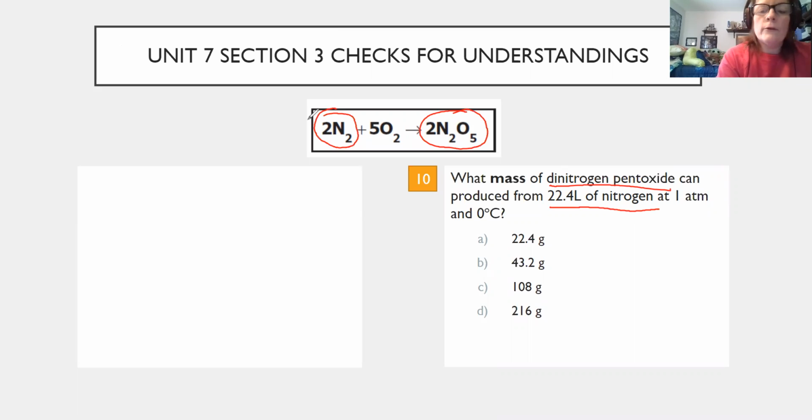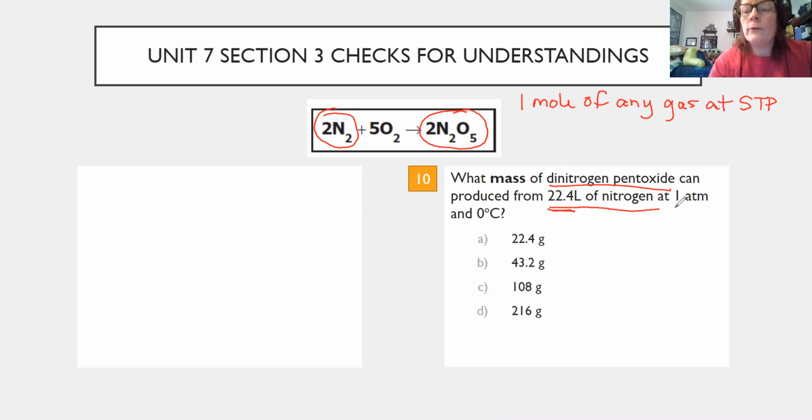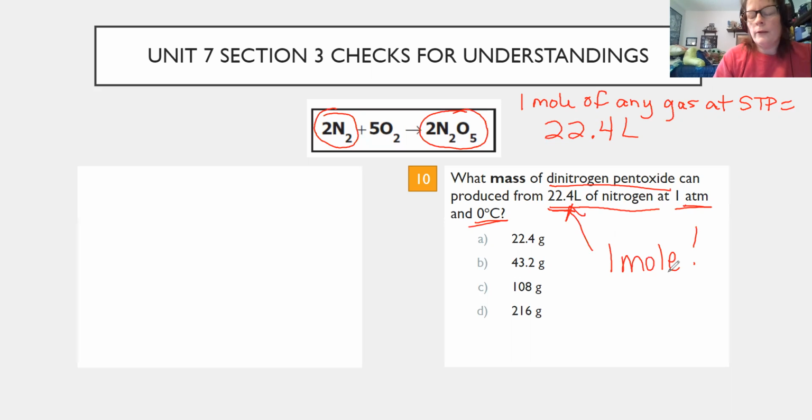That 22.4 liters should be very familiar to you, because remember, 1 mole of any gas at standard temperature and pressure. And what do we say standard temperature and pressure is? 1 atmosphere at 0 degrees Celsius. So at standard temperature and pressure, 22.4 liters is 1 mole. We don't need to do any conversions. We already know how many moles of nitrogen we have.